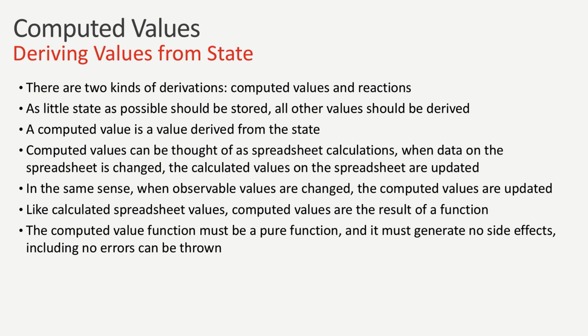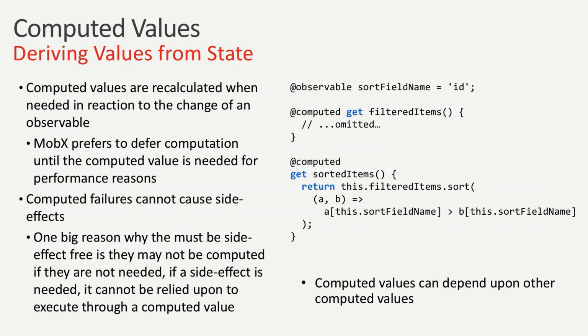They must be a pure function, which means it can generate no side effects and no errors can be thrown. So it's not the type of place where you want to try to put a bunch of asynchronous code or have a bunch of complex error handling and throwing stuff. It should be relatively simple, fast code that does the computation. So here's an example of setting up a computed value.